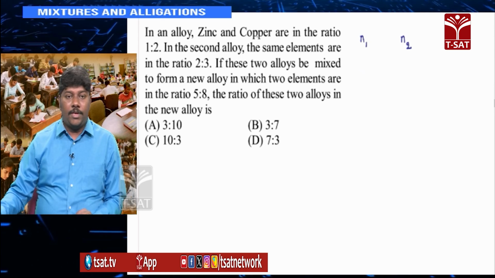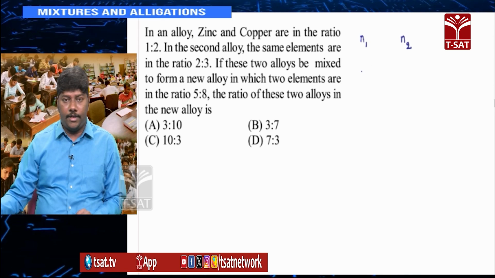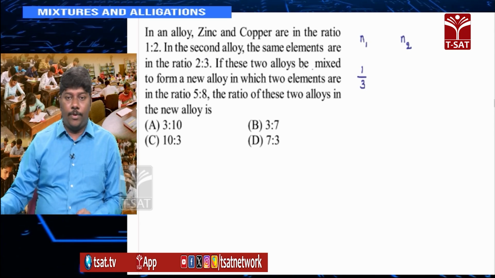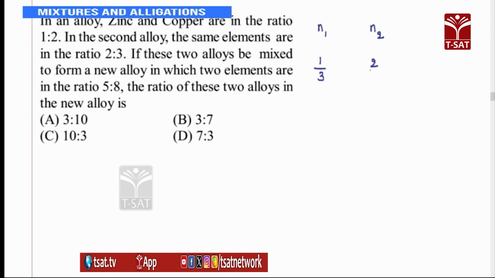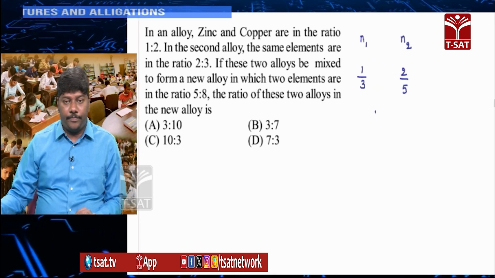The first one, he is asking you zinc and copper. What is zinc? Only you take zinc, it is 1/3. What is zinc in the second one? I would say it is 2/5. If these two alloys are mixed to form a new alloy in which the two elements, zinc and copper, are 5:8, that means you can say 5/13.